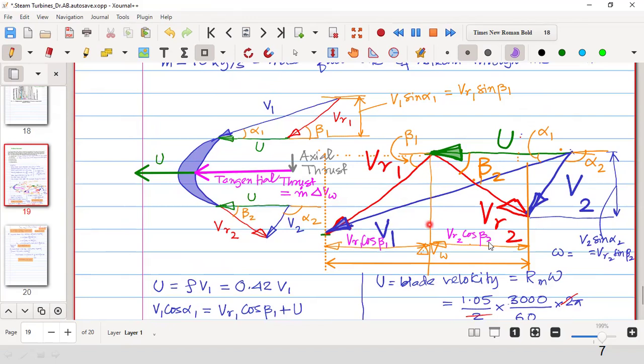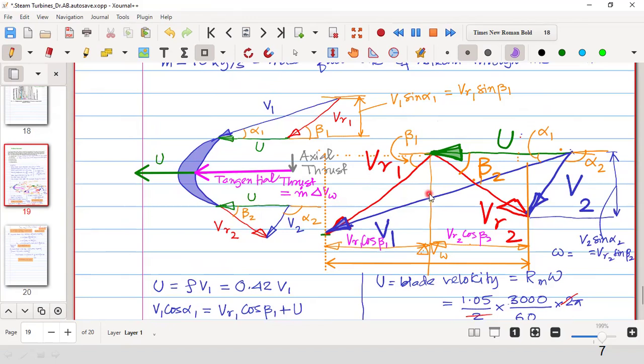Basically, what is the meaning of delta VF? Delta VF means the change in height of the triangle. So what was the height of the triangle here? The height of the triangle is in the axial direction. So delta VF means the change of axial velocity, that is the change in the height of the triangle. So that is VR1 sin beta 1, and here it is VR2 sin beta 2. So the change is equal to VR1 sin beta 1 minus VR2 sin beta 2.